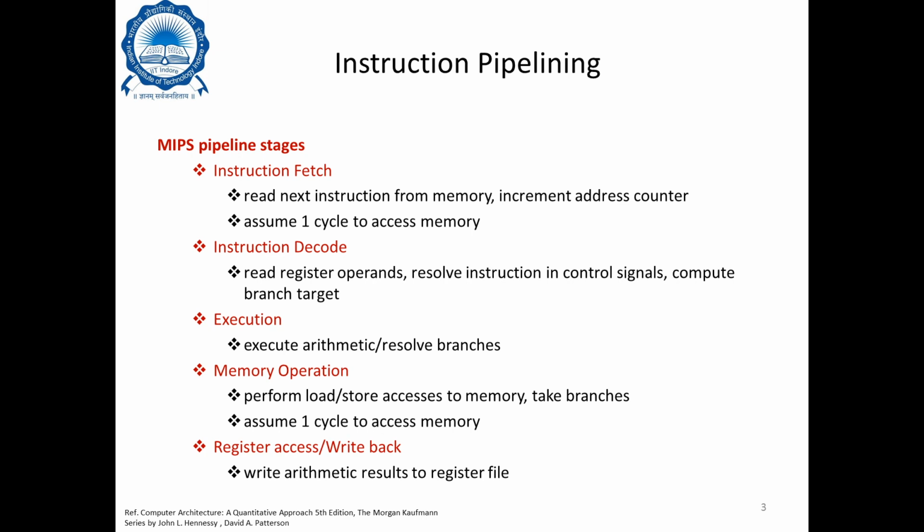In the execution stage, we execute the arithmetic instructions, or we resolve branches by knowing where to jump by calculating the effective address. Memory operation, we perform load store access to memory, again assuming one cycle to access memory. And the write back or register access is the process of writing the arithmetic results to the register file. Okay, so this is a brief overview of what you have already learned in the instruction pipelining. Please keep a note of this as we go ahead in this lecture.